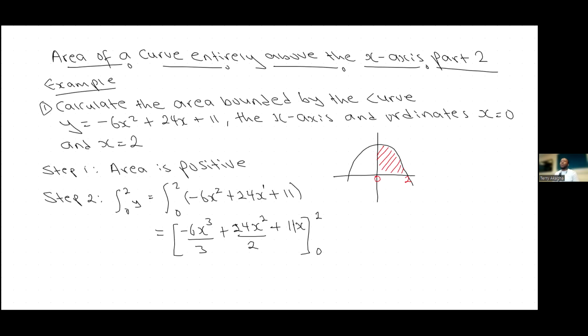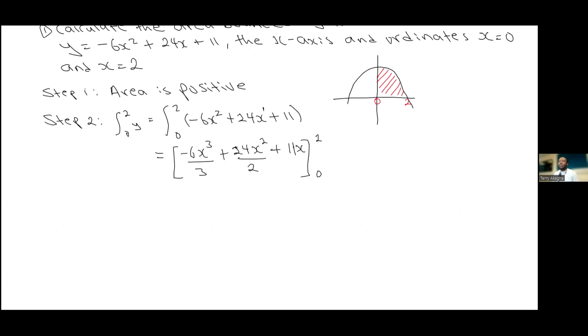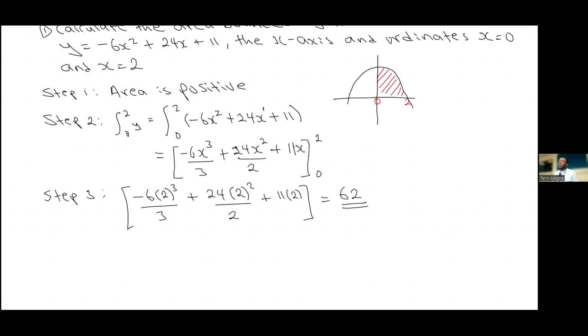Then you have to substitute the upper limit to get y1. So step 3, we substitute the upper limit. Anywhere you see x, you put 2. So it's going to give you minus 6 times 2 cubed divided by 3, plus 24 times 2 squared divided by 2, plus 11 times 2. When you substitute this, the final answer you will get is 62.